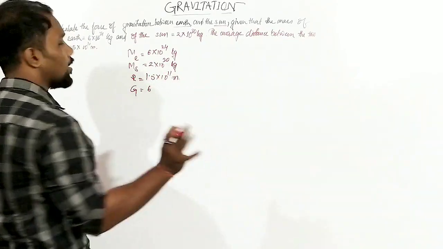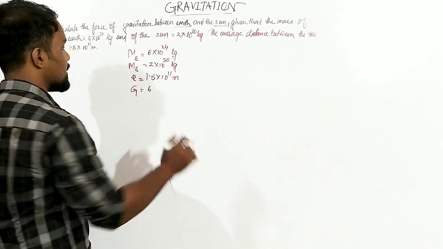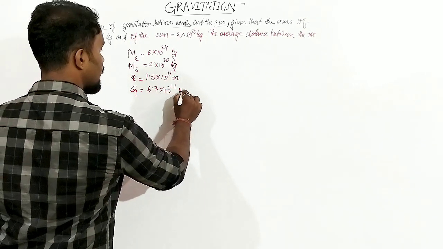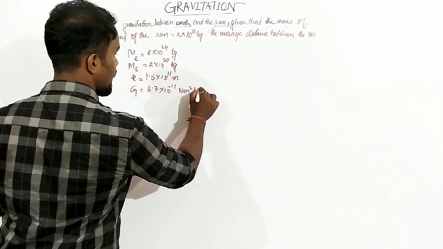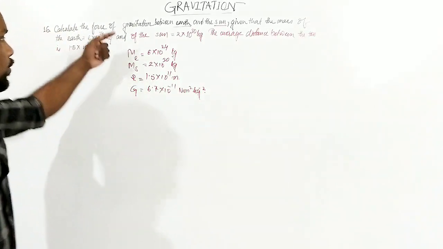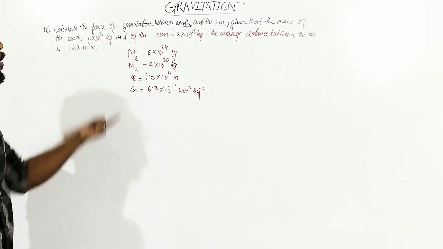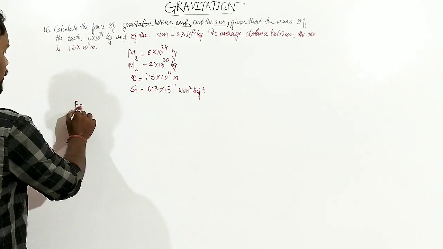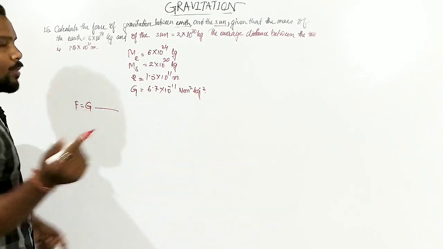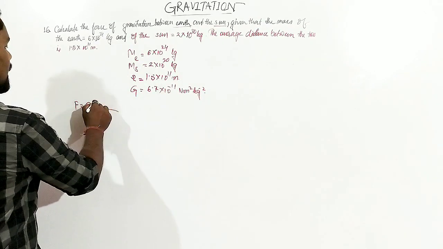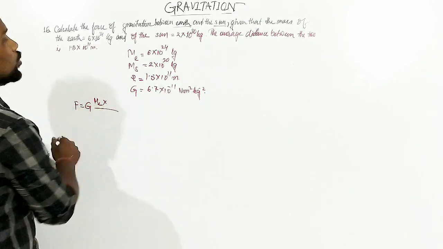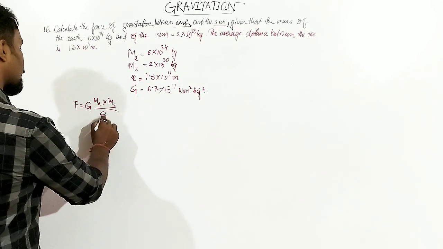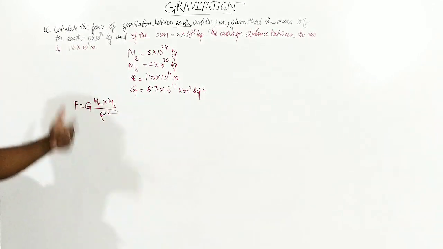Its value is not actually given, but we have to keep it in mind, or we have to memorize it. 6.7 into 10 to the power minus 11 Newton meter square per kg square. That is the value of G. All the things that we are going to need to calculate the force of gravitation. The force of gravitation has a formula: F equal to G M1 M2 by R square. Here we will consider M1 as ME, that is the mass of the Earth, into the mass of the Sun, that is MS, by R square. Simple.